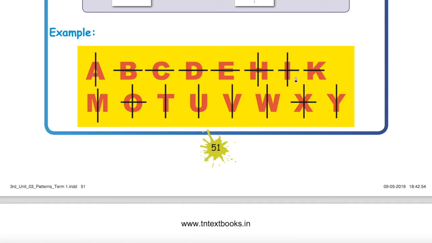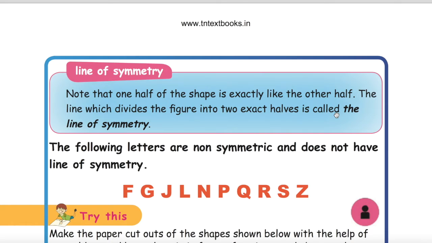This is horizontal. This is vertical. This is just a mirror image. One side is a mirror image of the other. This has both vertical and horizontal symmetry. This has vertical symmetry. This has vertical. This has both vertical and horizontal symmetry. Y has vertical symmetry.